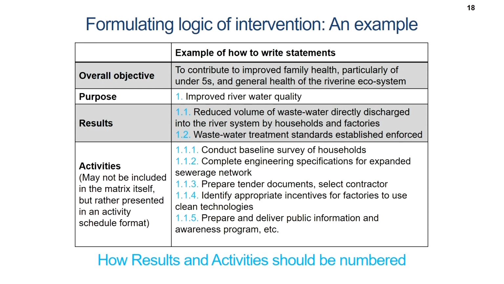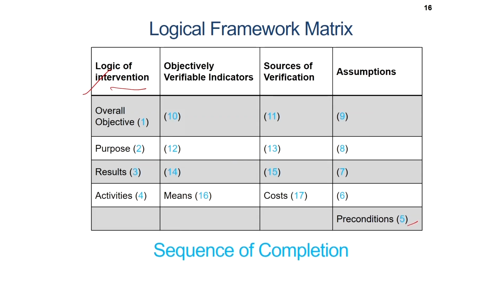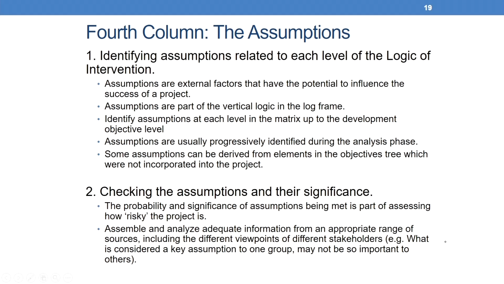So, this is how results and activities should be numbered when we are looking at that column of logic of intervention in the log frame matrix. In the sequence of completion, you would see that we moved from the logic of intervention column to the assumptions column. So, now let us look at examples of assumptions.